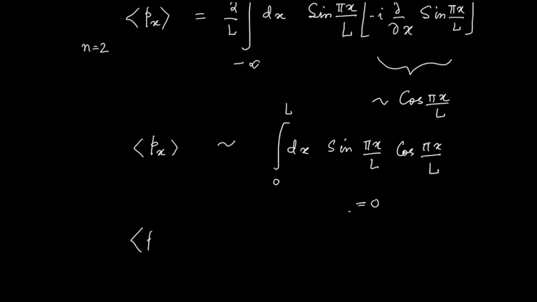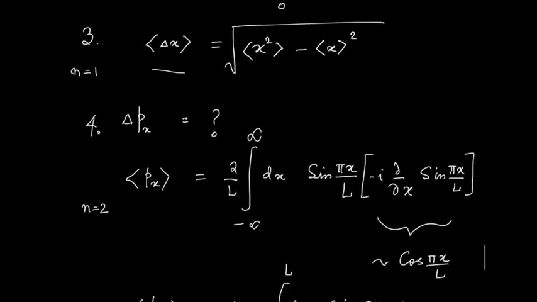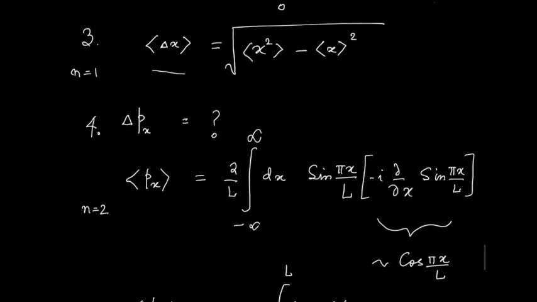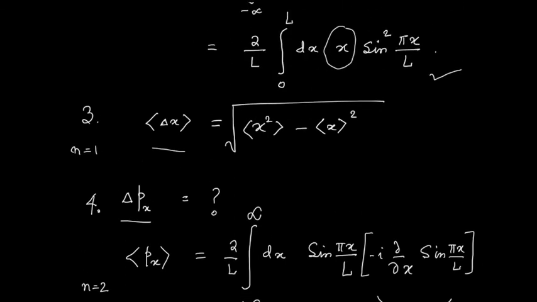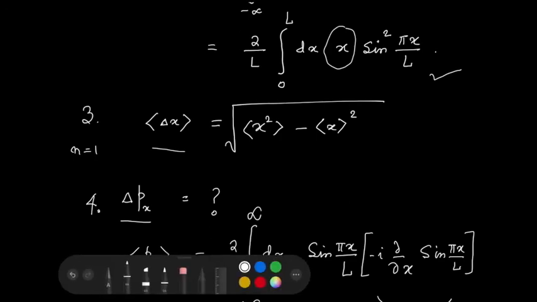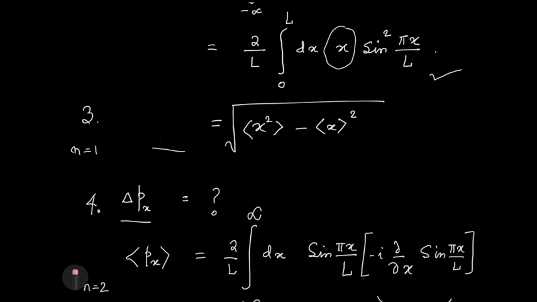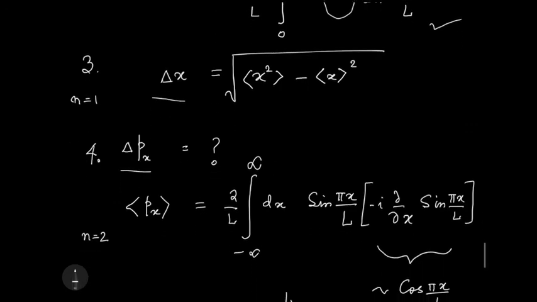And you can then calculate what is p square average and find out what you get as delta px. Or let me write this as this. I should not have written it that way. There's no average here, so this is delta x. And you can check the uncertainty relation. So these are the kind of questions we can ask with this wave function.